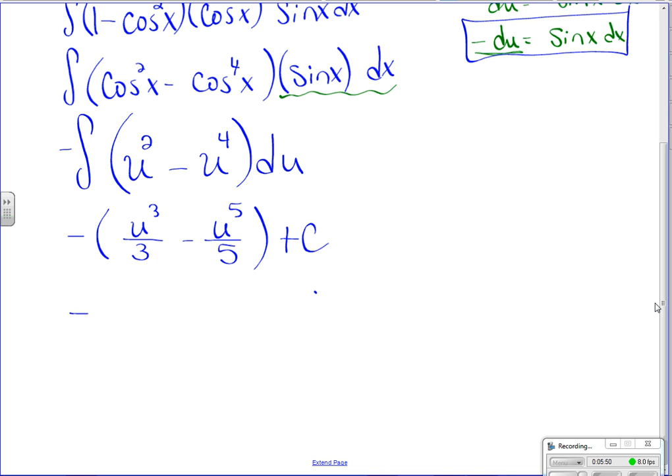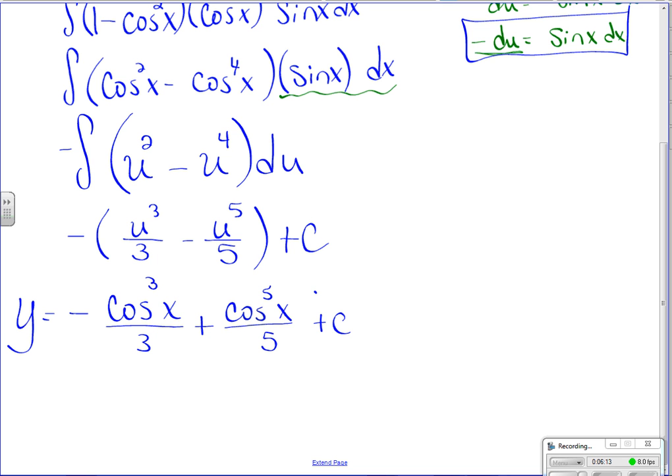Subbing back in and distributing my negative, u was set up to be cosine, so that'll be cosine to the third x divided by 3. Negative times negative gives us a positive, and I'll have a cosine to the fifth x divided by 5 plus c. And we have our integral back to an original function. Let's just call it y. Y equals.